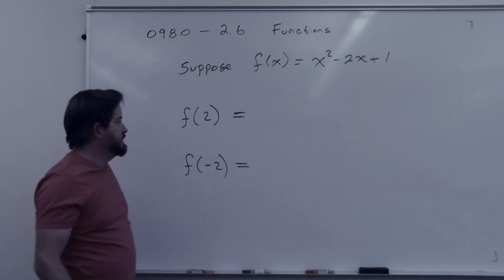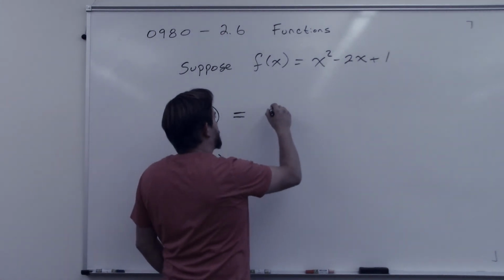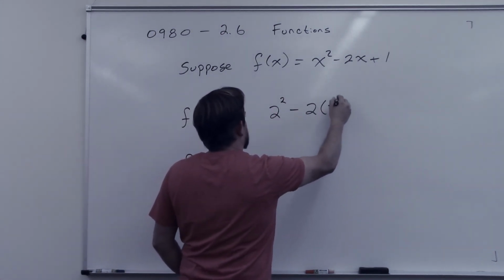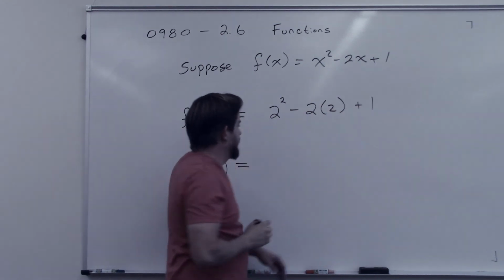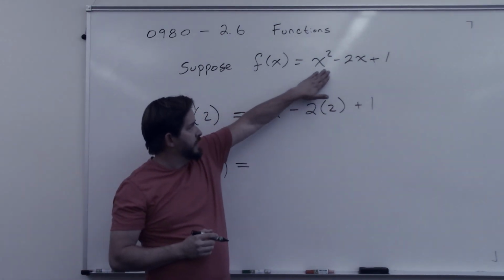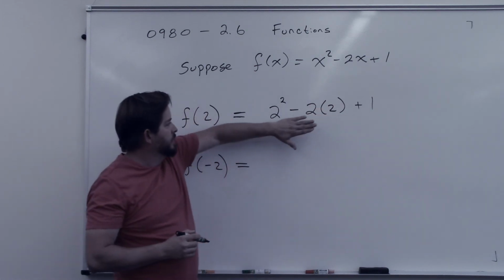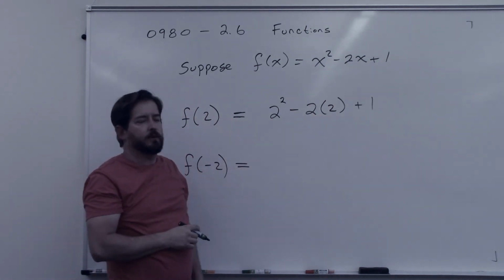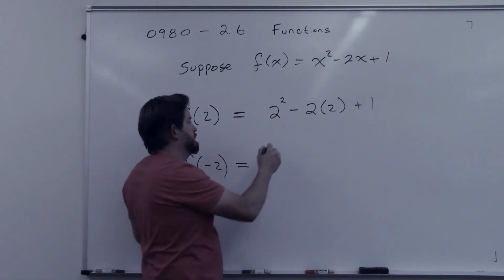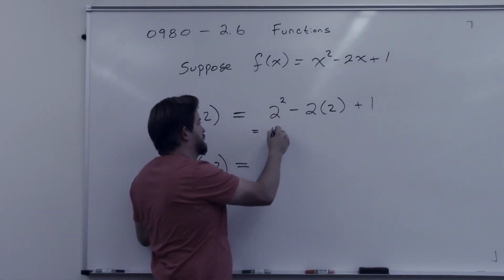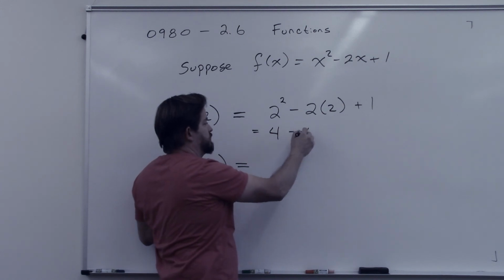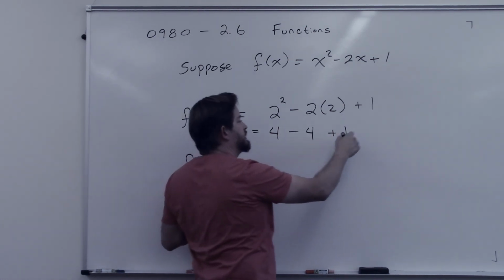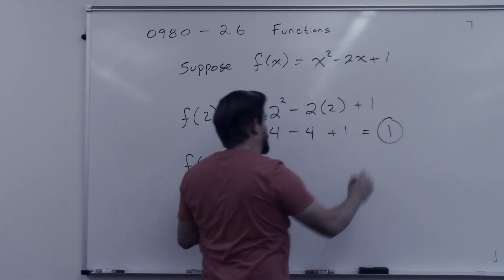Let's do the 2 first. This one's easy. This is not where people get messed up a lot. But it is this expression, x squared minus 2x plus 1, except I've replaced my x with 2. And then I just evaluate, right? 2 squared is 4. 2 times 2 is also 4. And then I have plus 1, so 4 minus 4 is 0, plus 1 is 1.